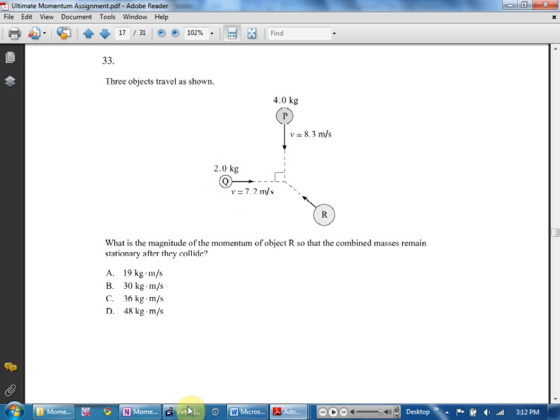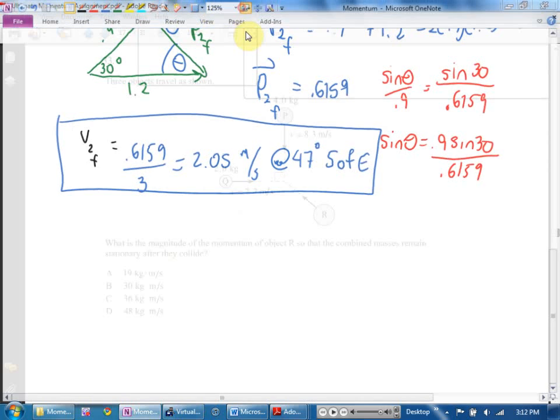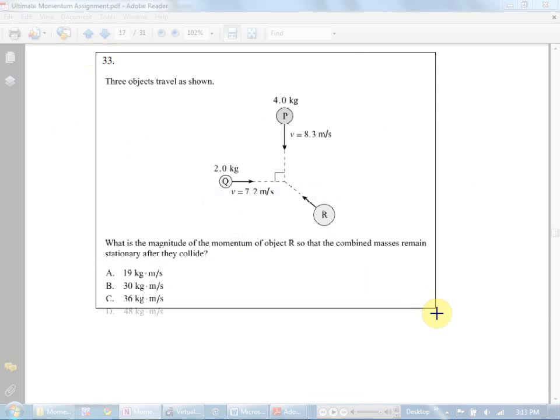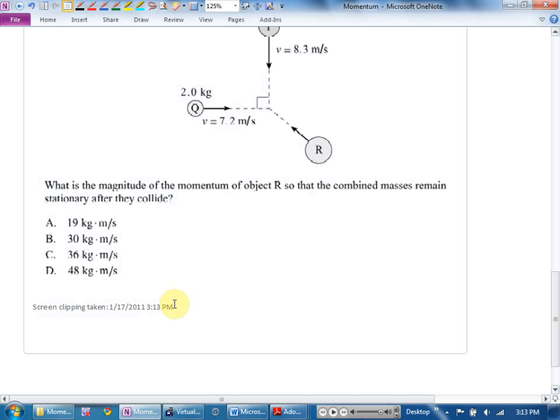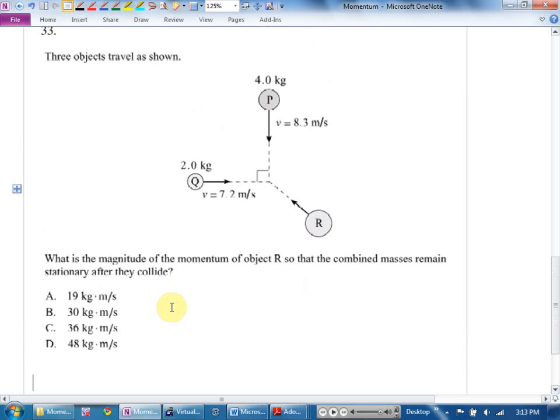Okay, 33. What do I want? In this case, this is a bit different, Brandon. I know the final momentum. What do I want the final momentum to be? What word tells me zero? Stationary. Why does that help? Momentum is what times what? So if you're stationary, what's your velocity? And since momentum is mass times zero, what's your momentum?